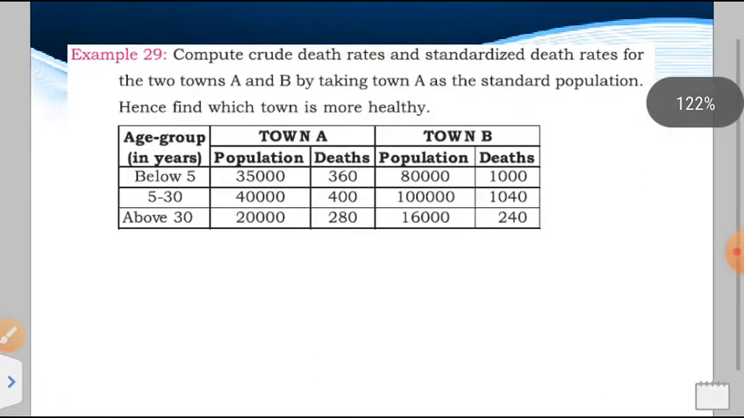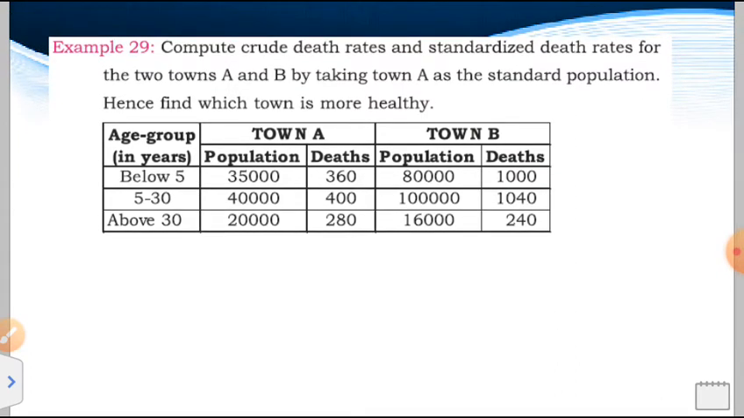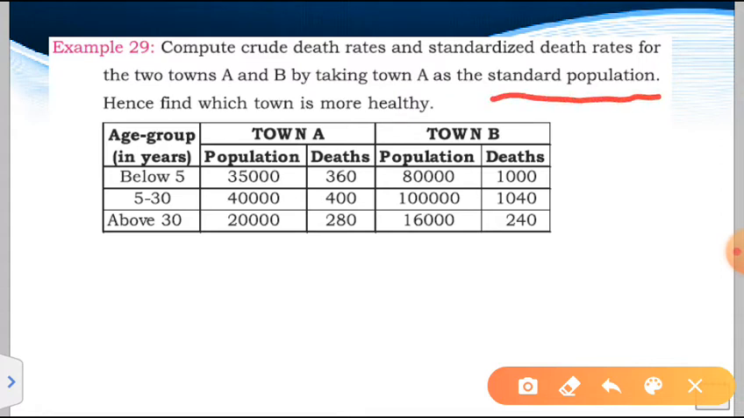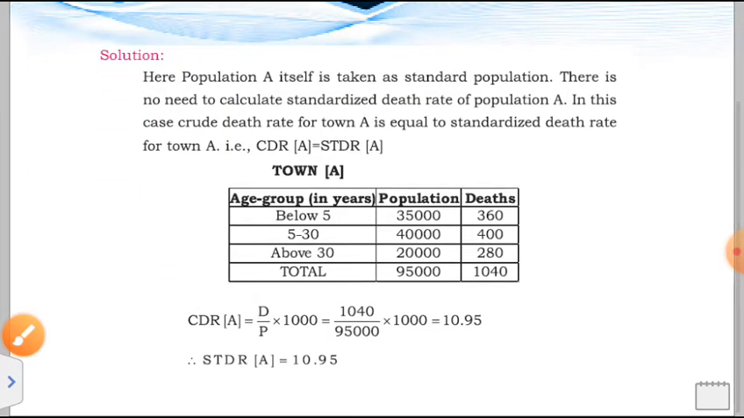Here the example is somewhat different. Let's see how it is different from the earlier two. Here we can see that we have the values of deaths and population for town A as well as for town B, but the standard population is not given. What is given to us is that we have to take town A population as the standard population. So this is the change, and we are going to learn how to handle this situation.